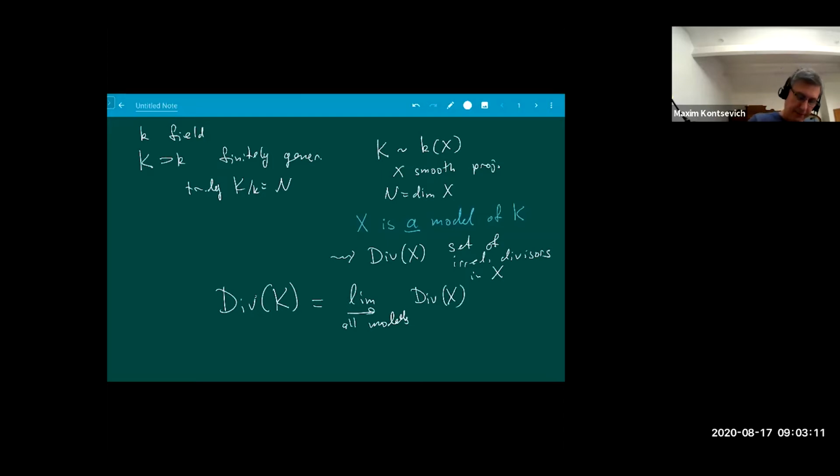And how is the inductive limit formed? If we have, for example, a dominant birational map from one model to another model, then the set of divisors of X prime is the set of divisors of X plus some finite set, which are called exceptional divisors. You add new divisors, like when you blow up a point. So we get an abstract infinite set associated to this birational type.